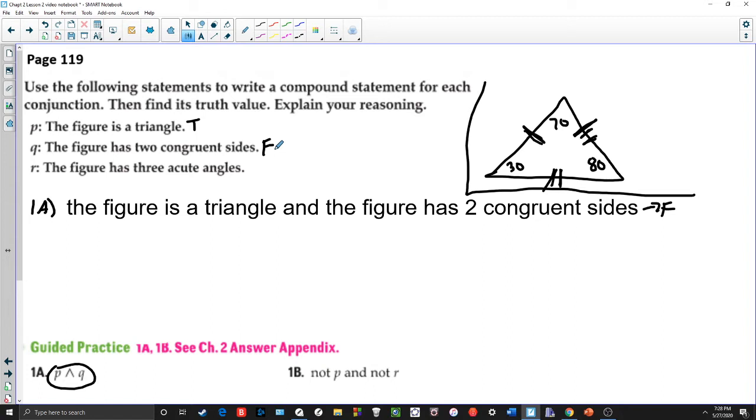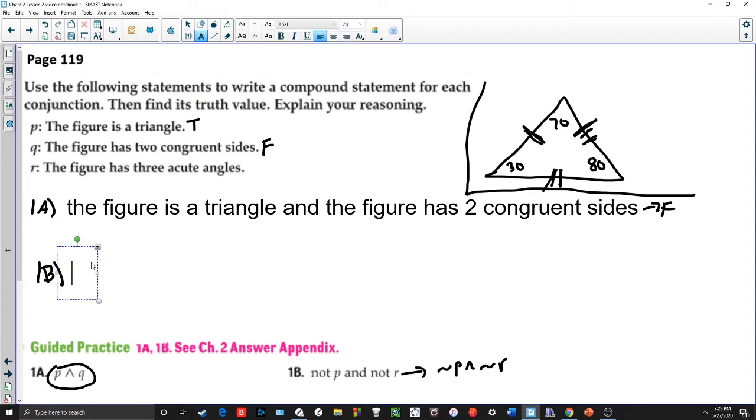So let's try the next one here. Now, sometimes when they say not P and not R, they'll write it like this. So they'll write not P and not R. This little squiggly or tilde means not. So that's the negation symbol. So this is not P and not R. So how would that be written in English form here?